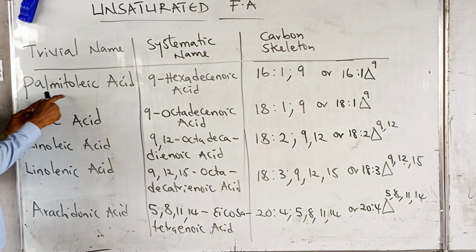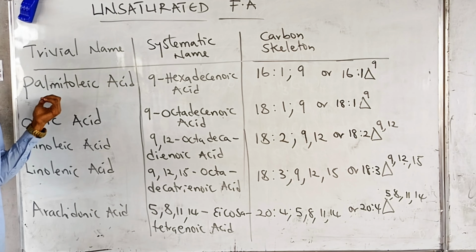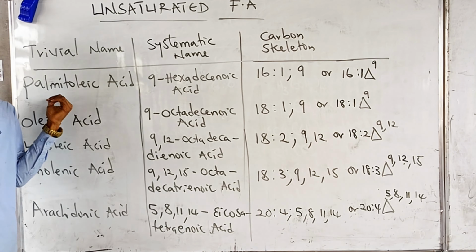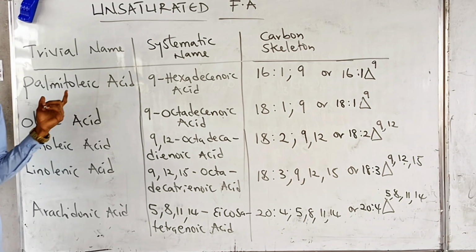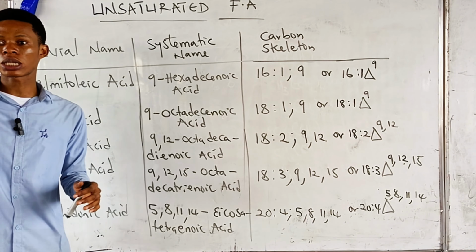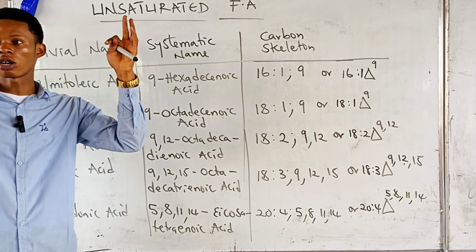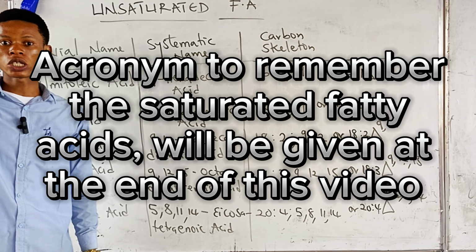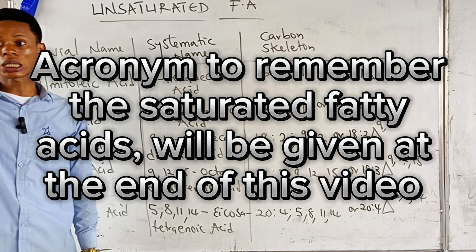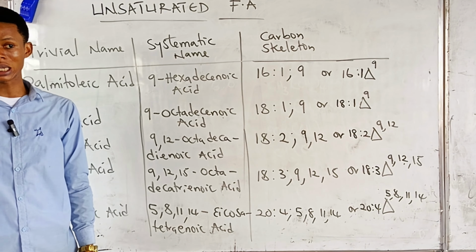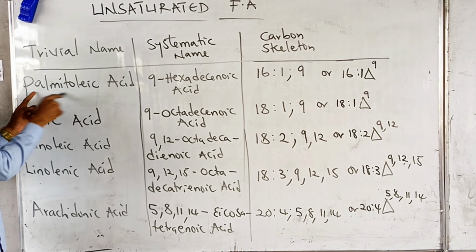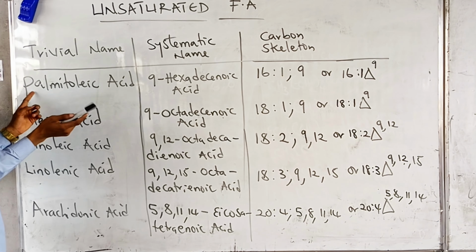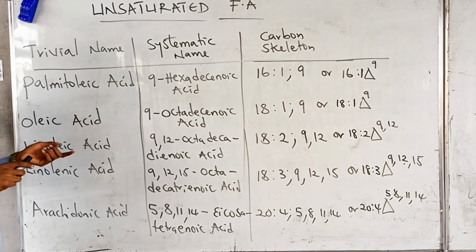Now, palmitoleic acid. Remember that palmitoleic acid has a saturated counterpart. When we're looking at saturated fatty acids, we have palmitic acid, right? And palmitic acid was how many carbons? Lauric, myristic, palmitic, that's the third one, right? 12, 14, 16, so palmitic acid was 16 carbons, saturated. Now, palmitoleic acid, still 16 carbons, right? But now there is a double bond.